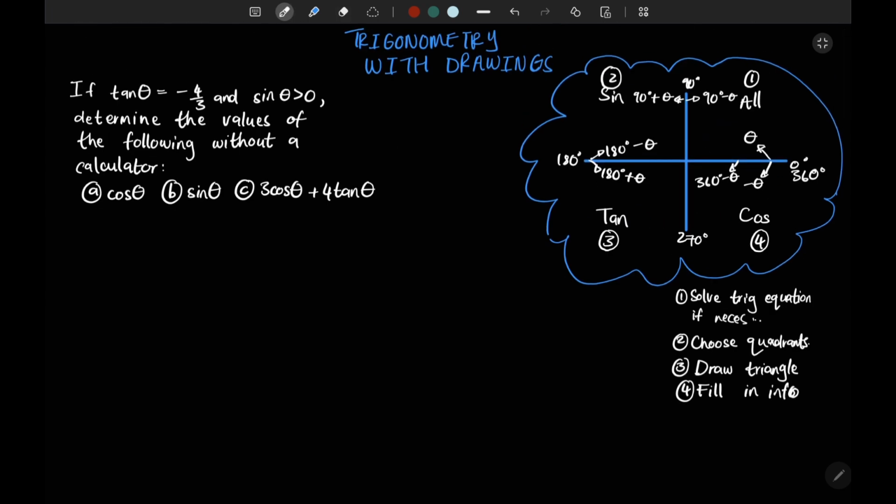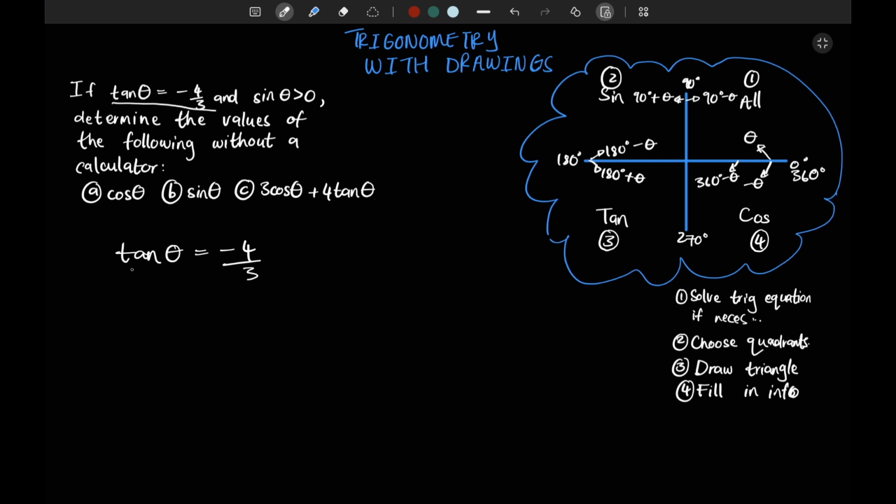Now let's solve this. We have, if tan theta is equal to negative 4/3 and sine theta is greater than 0, determine the values of the following without a calculator: cos theta, sine theta, 3 cos theta plus 4 tan theta. What's the first step? We have to solve the equation if necessary. We have tan theta is equal to negative 4/3. We don't need to solve this. This is already simplified. So we move to step 2, which is choose the quadrants.